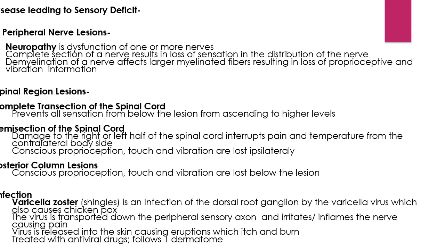There are spinal cord or spinal region lesions. You can have a complete transection of the spinal cord, which would prevent all sensation below the lesion from ascending to higher levels. You could have a hemisection of the spinal cord, which is just like half of the spinal cord that's been injured, and that interrupts pain and temperature from the opposite side of the body. It would also cause the patient to lose conscious proprioception, touch, and vibration on the same side of the injury, again, because those tracts cross at different places.